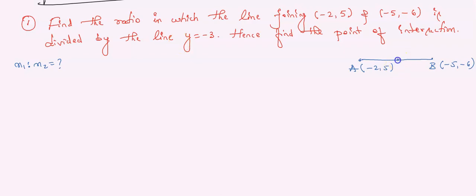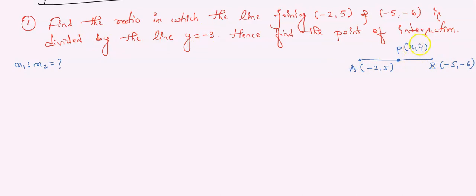We have a point, let me take it in general, this is a point which is dividing the line y equals minus 3, and hence find the point of intersection. See children, here we are assuming this is a point P of x comma y, which is dividing the line AB. Again I am repeating, find the ratio m1 is to m2 or m is to n in which the line joining the 2 points A and B is divided by the line y equals minus 3.